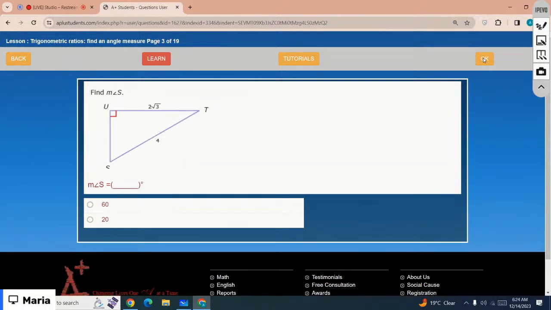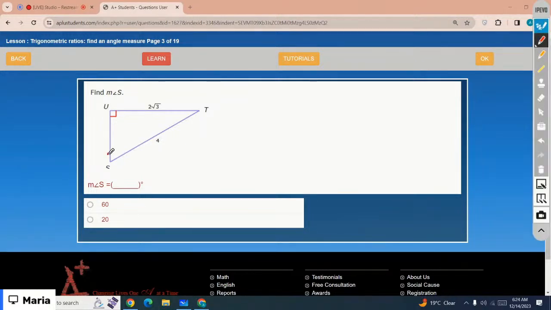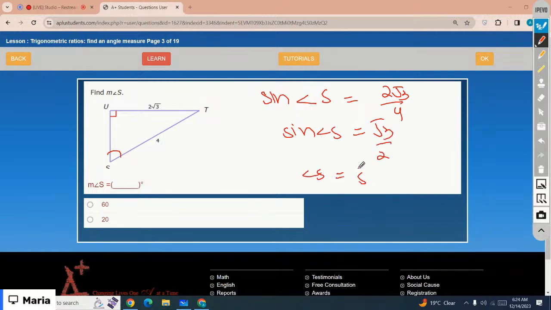Okay, the next one is you have to calculate the angle S. Okay, let's see. This is S. That means we can calculate sine of angle S, right? So sine of angle S is 2 square root 3 over 4, right? So sine of angle S is square root 3 over 2. Let's just evaluate sine inverse of square root 3 over 2, right?